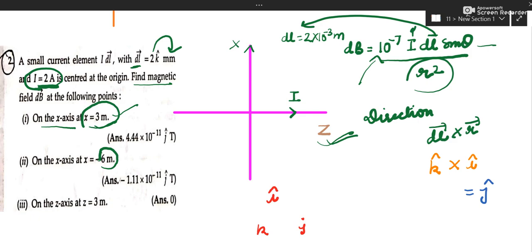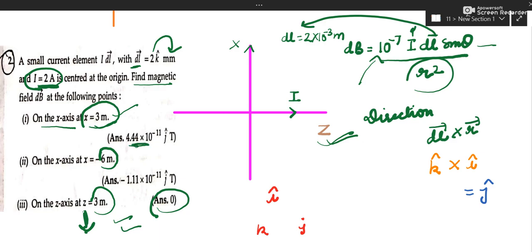Distance is given as 6 meter. You can substitute. Distance given as 3 meter. You can substitute. But look here. This point is located on z-axis and current is also flowing along z-axis. So angle between them will be 0. So sin 0 will be 0. So here answer is 0.